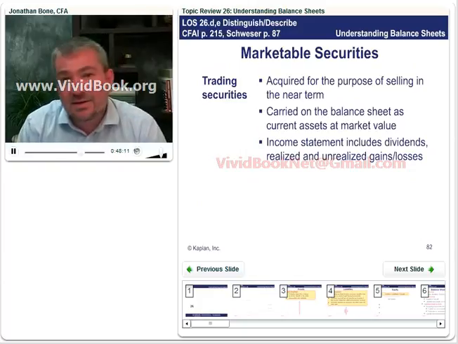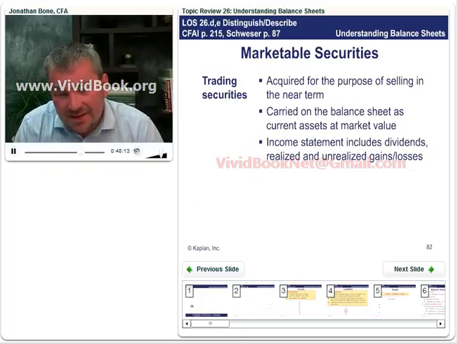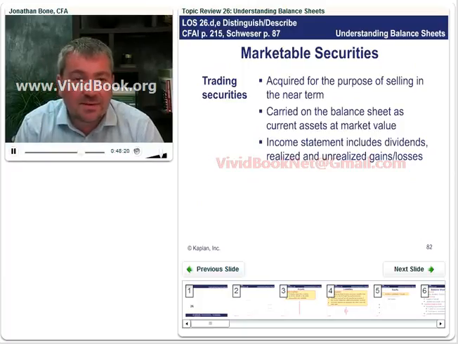Now, trading securities, essentially the accounting treatment is exactly the same as available for sale. The only difference is where does the unrealized gain or loss go to? Under available for sale, we took it directly into stockholders' equity. It's one of our comprehensive income items. Under, of course, trading securities, we're going to take it through to the income statement.